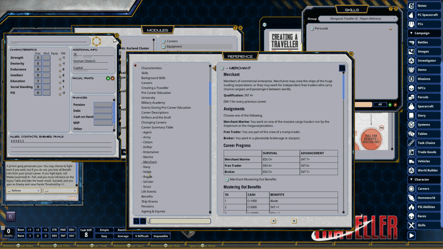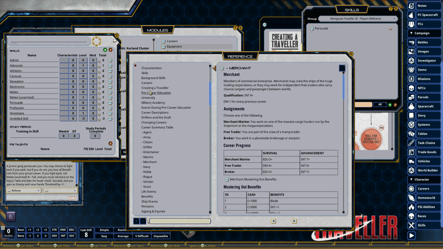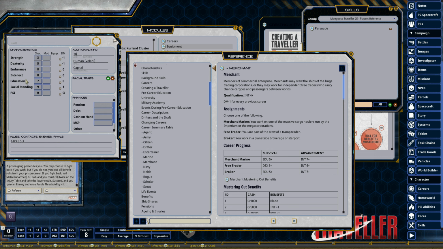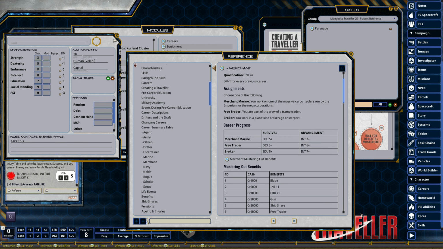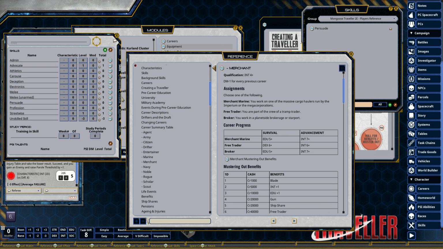So I was going to go for a merchant, so I think I'm going to go for the merchant career. So that's age 26. When I get done with this merchant career, I will be age 30. So let's see. To qualify, I've got to get a roll of intellect 4 or higher. I can do that. Come on. There we go, 5. So I do get in, I got a -1, which is still a 4. I got a -1 because of every previous career, which prisoner counts. All right. So I am a merchant.